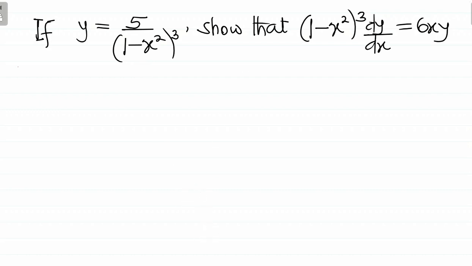And in today's lesson, we'll be looking at implicit differentiation, where we will be given an equation and asked to prove for its differential equation. A clear example is what we see here. It says that if y is equal to 5 divided by (1 minus x squared) all exponent 3, show that (1 minus x squared) all exponent 3 dy/dx is equal to 6xy. So we have our solution as this.